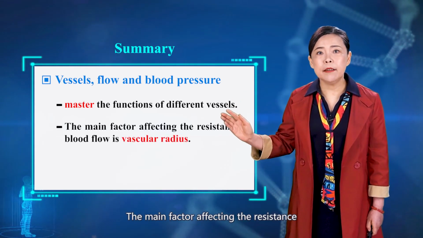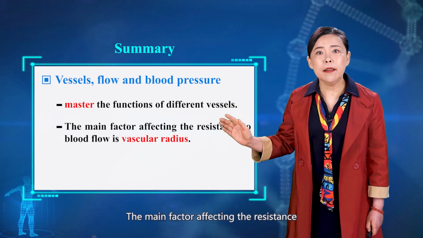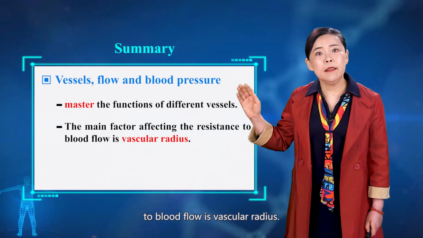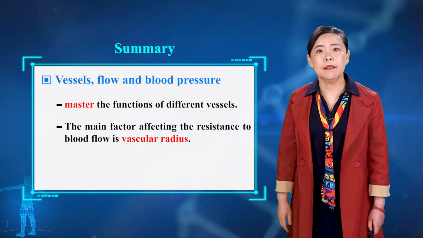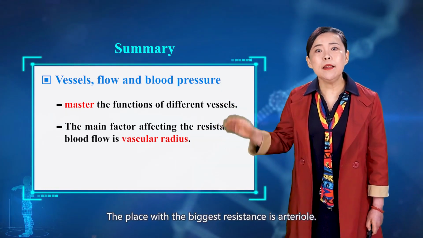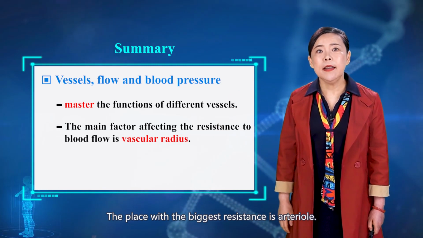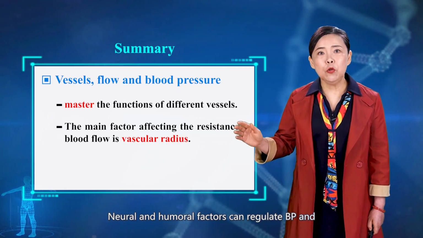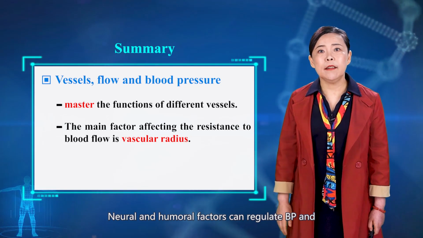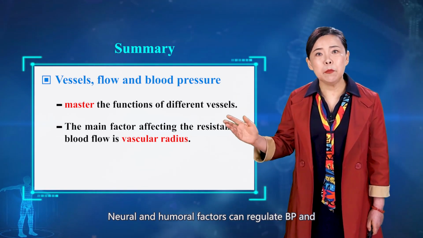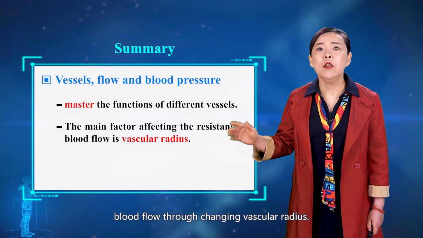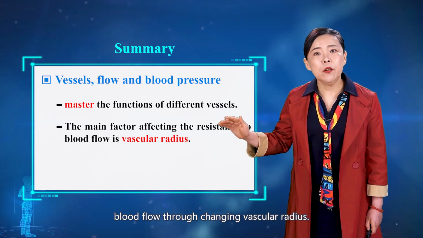The main factor affecting the resistance to blood flow is vascular radius. The place with the biggest resistance is the arteriole. Neural and humoral factors can regulate blood pressure and blood flow through changing vascular radius.